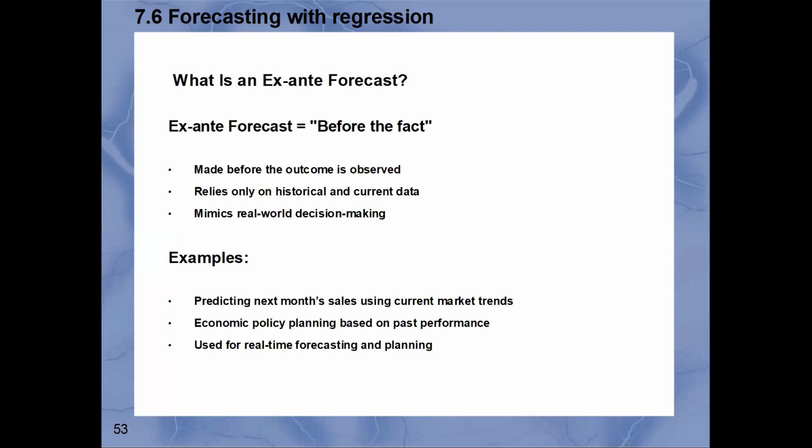So if we look at ex ante, before the fact, these are made before the outcome is observed, and it relies on historical and current data, and it mimics real world decision making. Some examples are predicting next month's sales using current market trends, economic policy planning based on past performance, and use for real-time forecasting and planning.